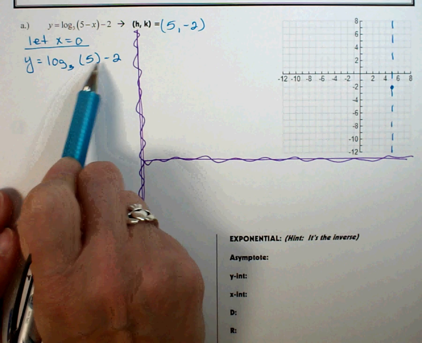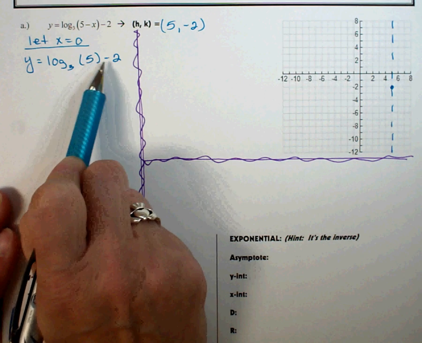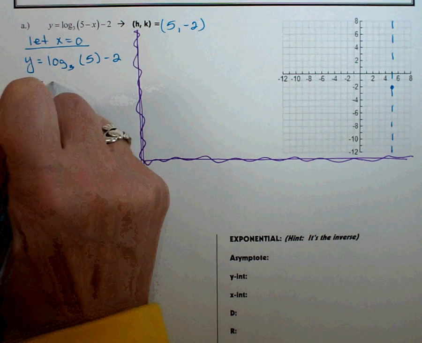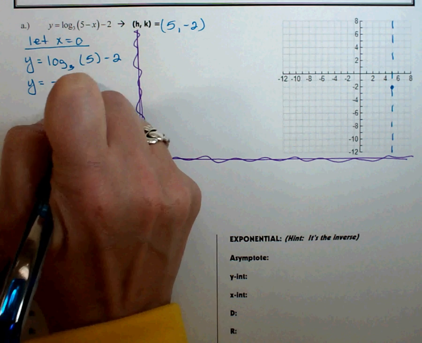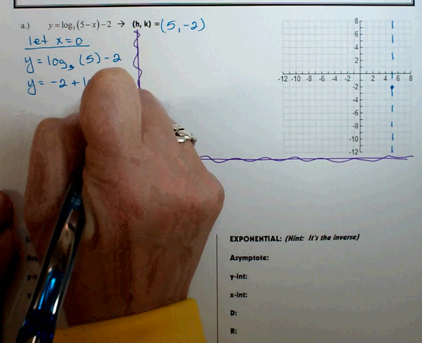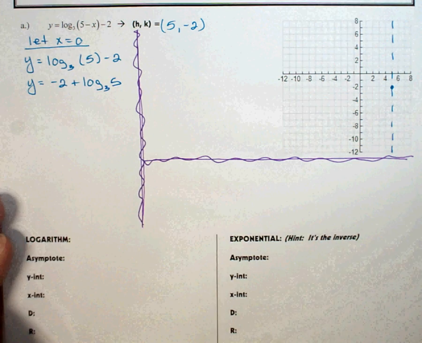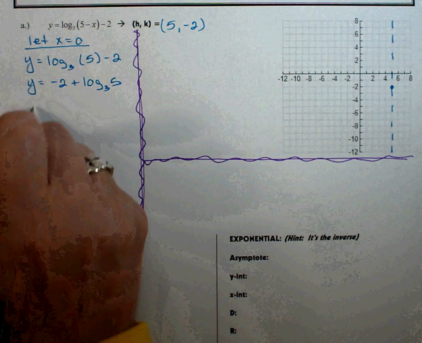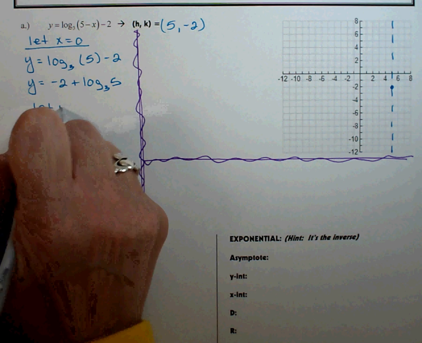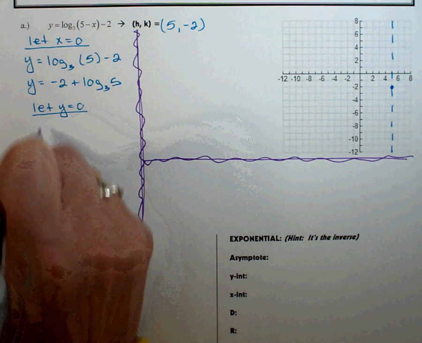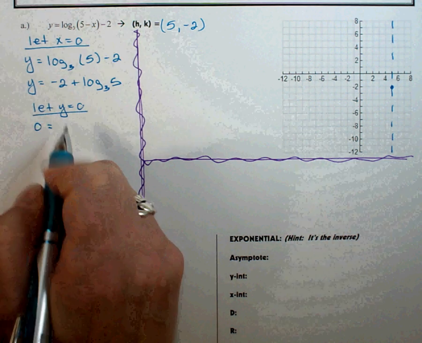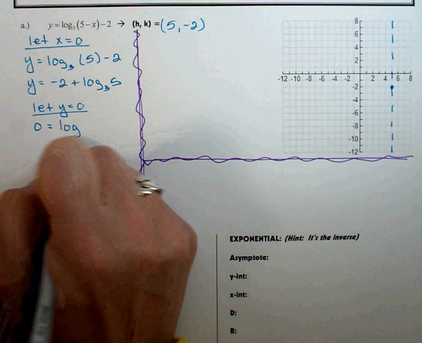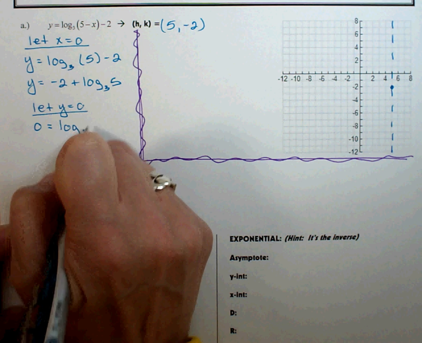Sometimes in this form, students are tempted to combine that 5 and that -2. You can avoid that error by putting the -2 in the front. And then there's not as much temptation to do that. If we want to find our x-intercept, we're going to let y equal 0. Finding the x and y-intercepts gives us an opportunity to practice our solving log and exponential equations.